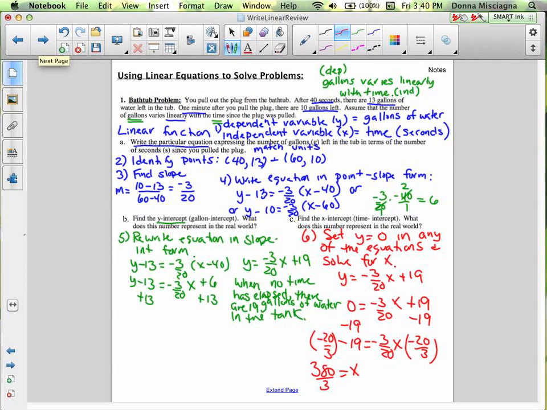Right, so x is referring to time. We set y equal to 0. What's y referring to? Well, y is the number of gallons of water in the tank. So it takes 380 thirds, or that's approximately 126.6, did that in my head. Let's make sure I didn't make any mistakes. Yeah, I think that's right. Seconds for there to be no water in the tank.